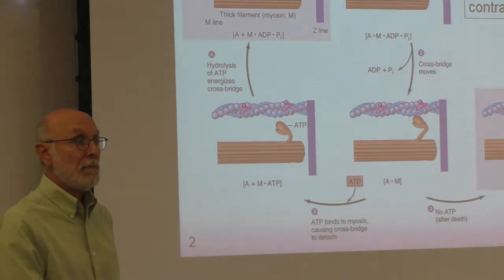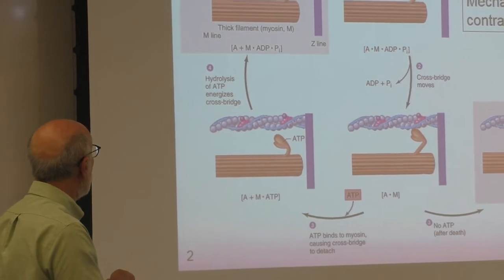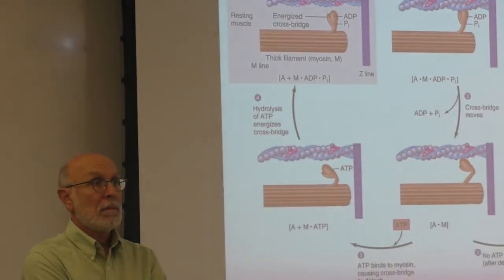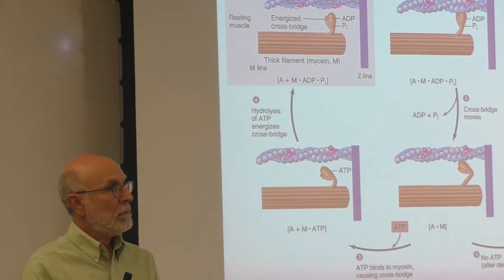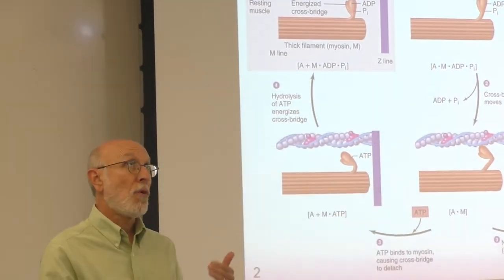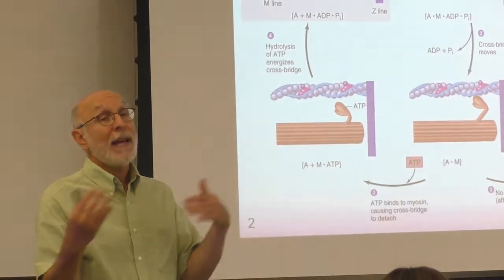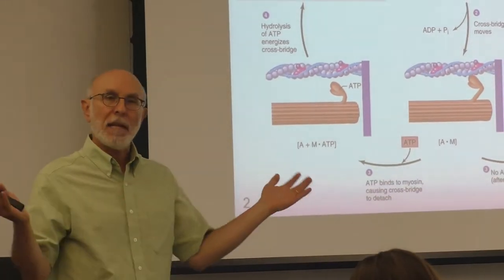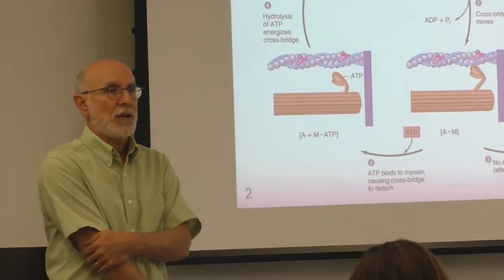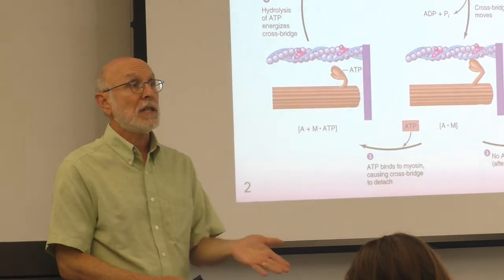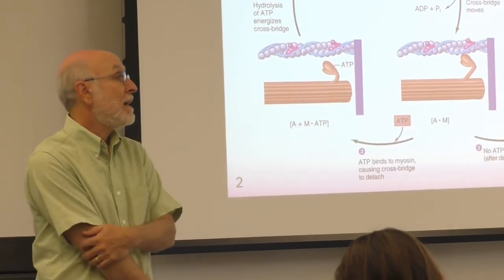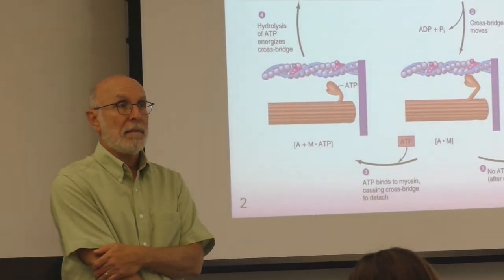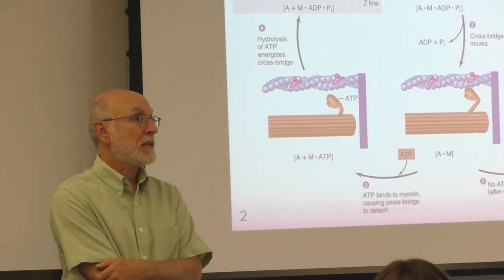The more calcium there is, the more sites on troponin are bound. The more sites are made available, the more sites on actin are made available for myosin, the more myosin can bind to actin, and the more and harder and faster the contraction can be. So contraction is graded by the amount of calcium. The strength of contraction is graded by the amount of cytoplasmic calcium.